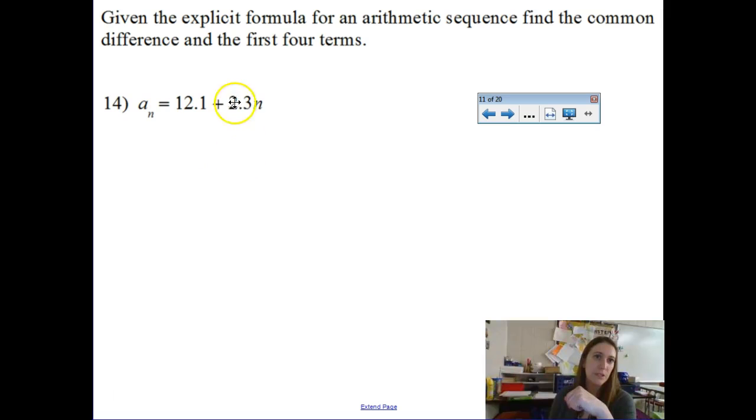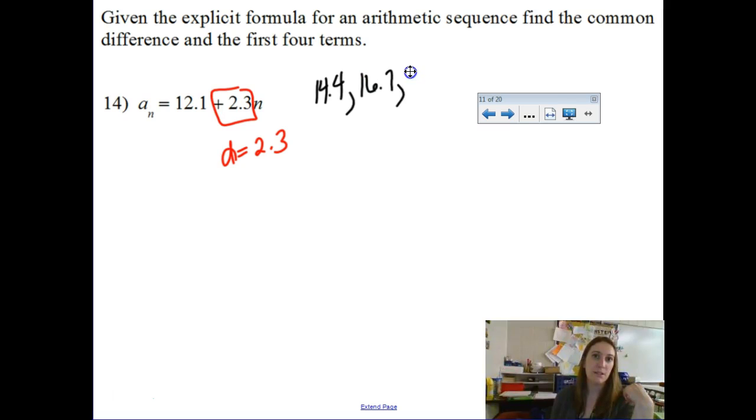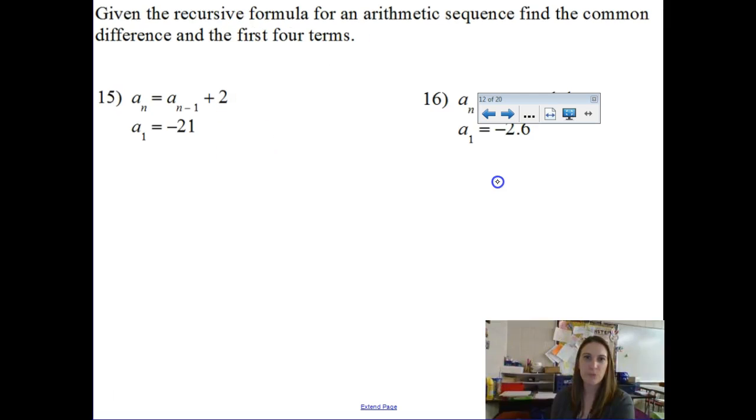Alright, this one, same issue. I can see the common difference is that they're adding 2.3 each time. And once you can figure out the first term, it's not too bad. So I'm just going to list them out this time. If I plug in a 1, I get 14.4, and then 16.7, and then 19.0, and then 21.3 are my first 4 terms in that sequence.